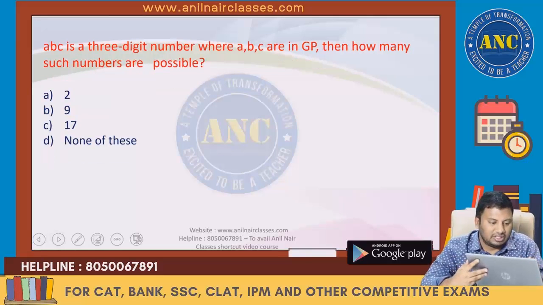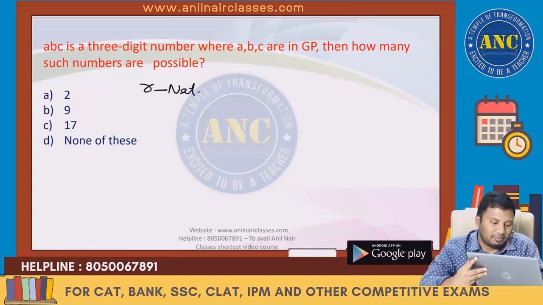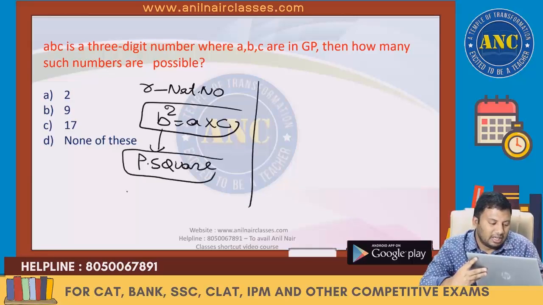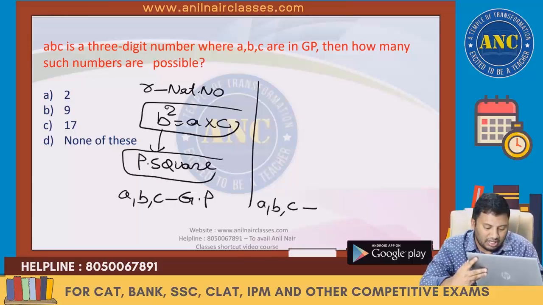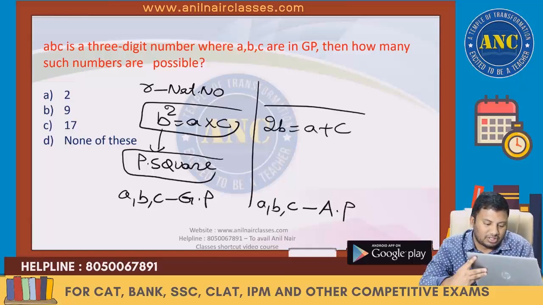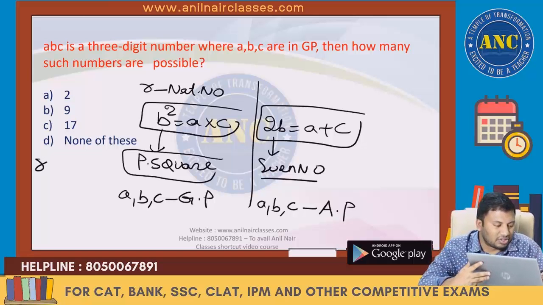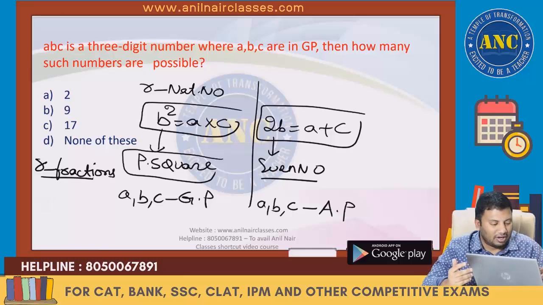Right? A, B, C in GP. If R is a natural number, B square is equivalent to A into C. B square is a perfect square. We did it in A, B, C in geometric progression. If A, B, C are in arithmetic progression, 2B is equivalent to A plus C. These are nothing but an even number. Two cases we discussed yesterday. We also discussed how to get the triplets when R can take the value of fractions.